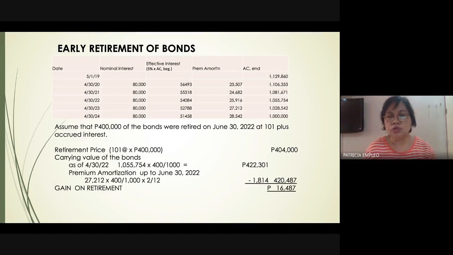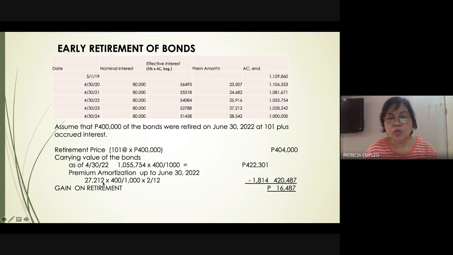Therefore, we determine the proportionate amount as of April 30. That is 1,055,754 times 400,000 over 1 million. Therefore, the amortized cost as of April 30, 2022 of the retired bonds is 422,301. However, we need to update the amortization of the premium up to June 30, 2022. We are now entering this period already because this is amortization from April 30, 2022 to April 30, 2023. Therefore, from April 30 to June 30, 2022 is the first 2 months of this period.